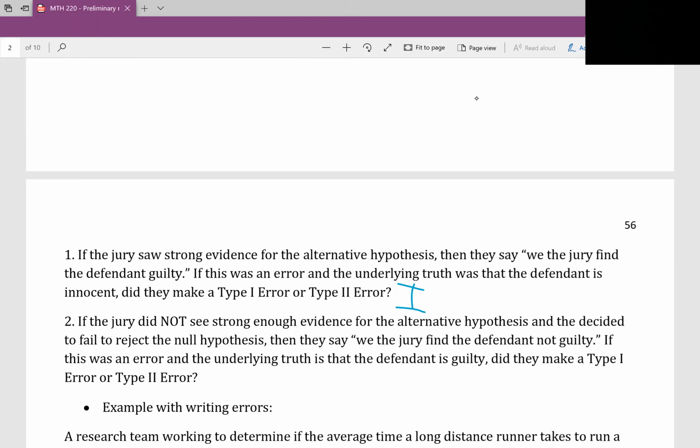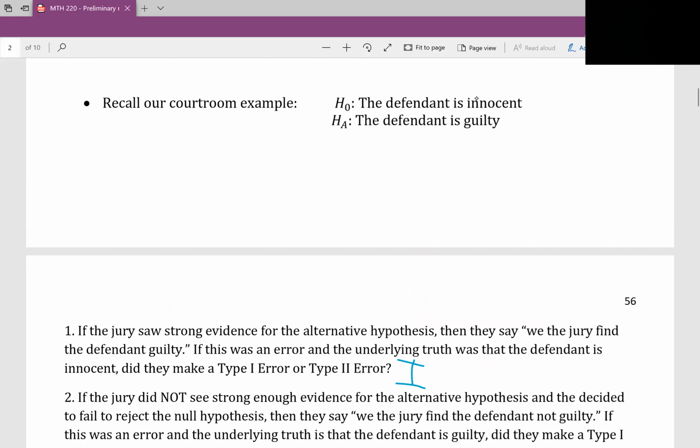Let's go on to the second one. If the jury did not see strong enough evidence for the alternative hypothesis and they decided to fail to reject the null hypothesis, then they say, we, the jury, find the defendant not guilty. If this was an error and the underlying truth is that the defendant is guilty, did they make a type 1 or a type 2 error?